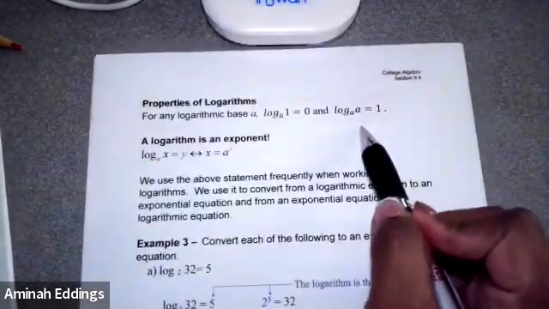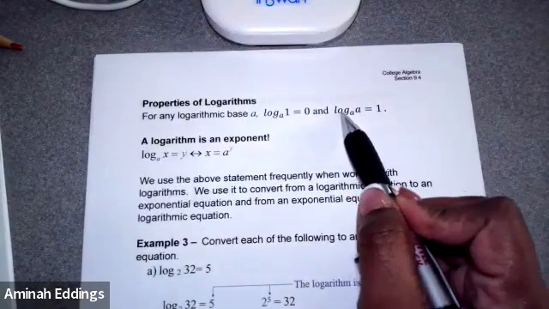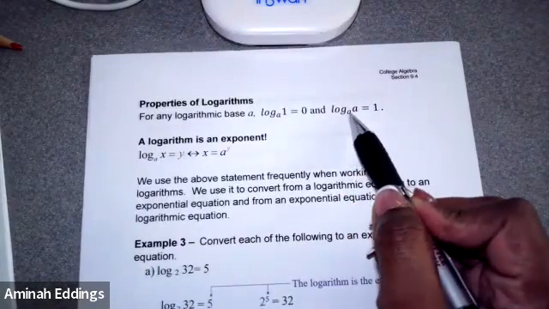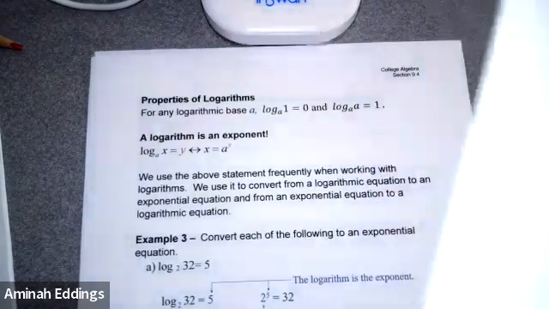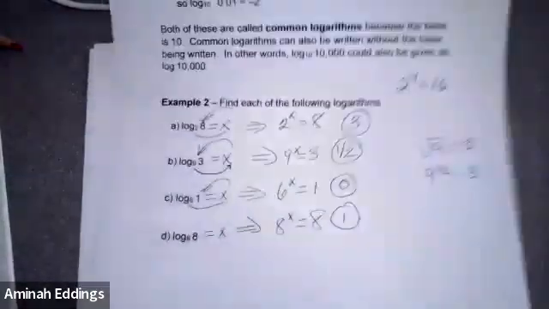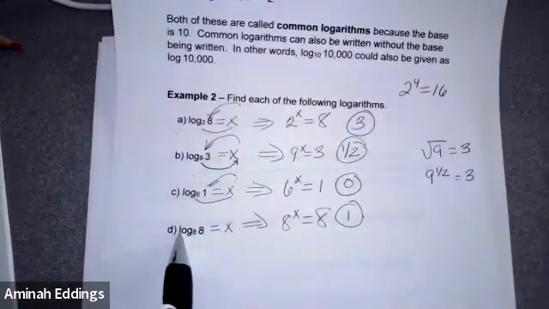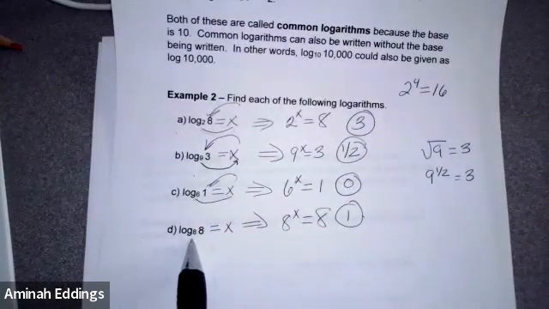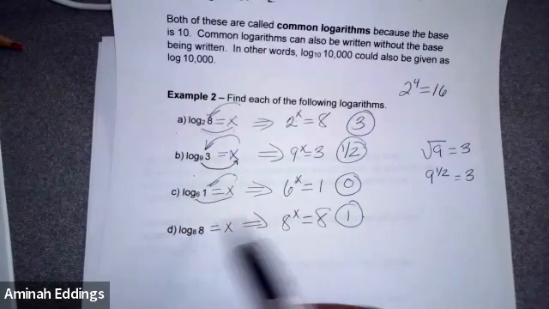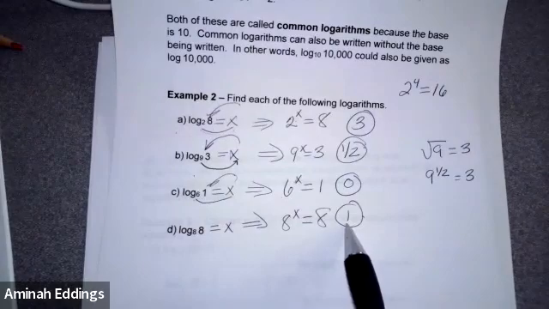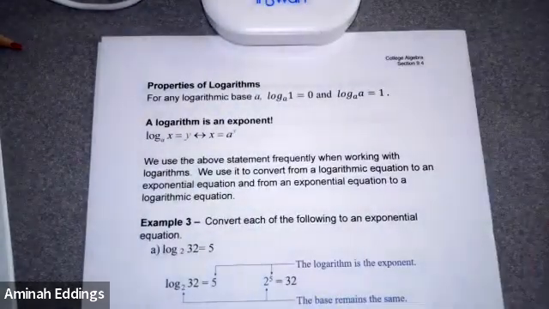The next property says if you have a log with a base with that exact same number, your answer is 1. So if you look here on D, we had log base 8 of 8. And so that's what we're saying. Anytime these two numbers are the same, your answer will always be 1. Those are 2 properties, okay?